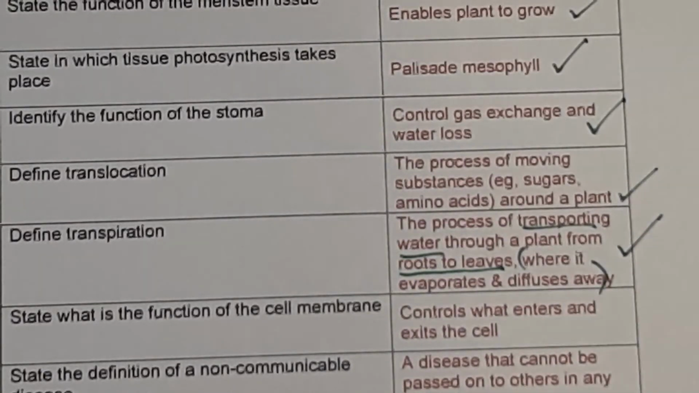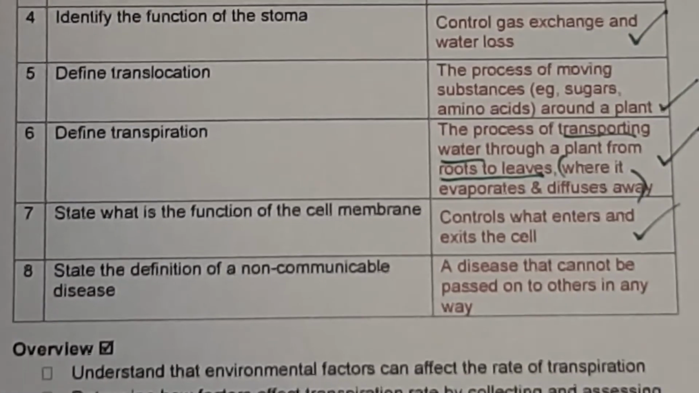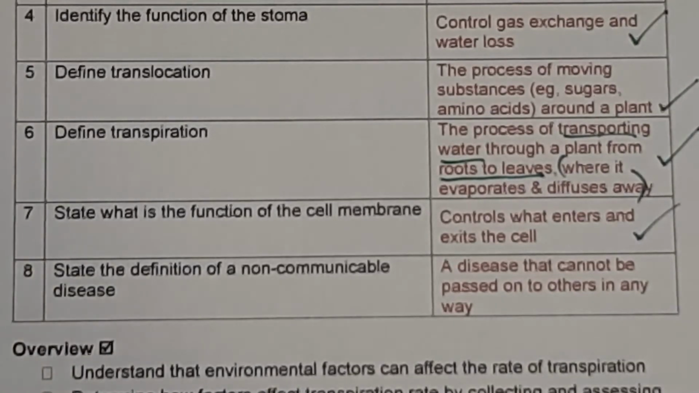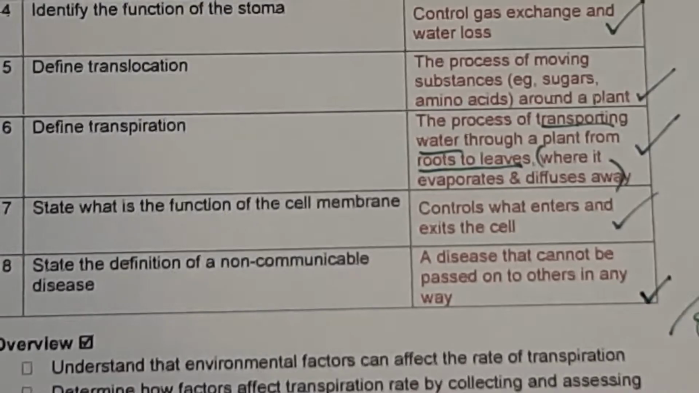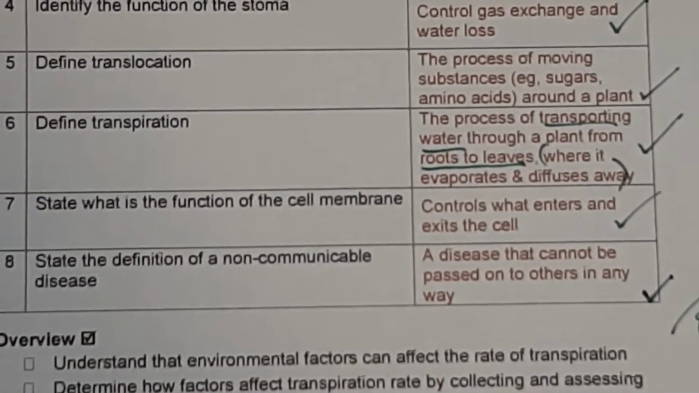Question 7. State what the function is of the cell membrane. Well, it controls what enters and exits the cell. Question 8. State the definition of a non-communicable disease. Well, that is a disease that cannot be passed on to others in any way. So it's not contagious. Give yourself a mark out of 8 for that, please. Okay, and then we're going to move on.